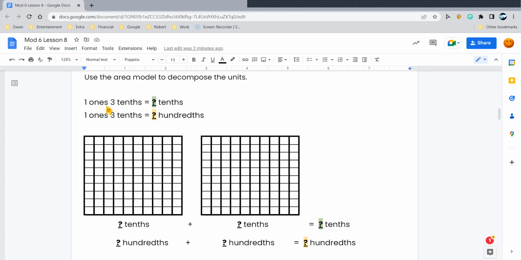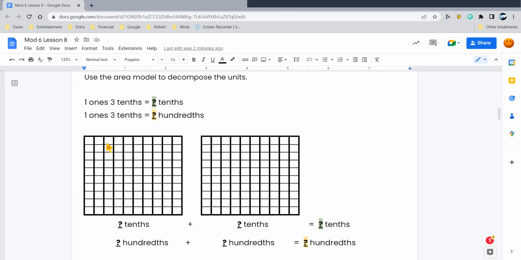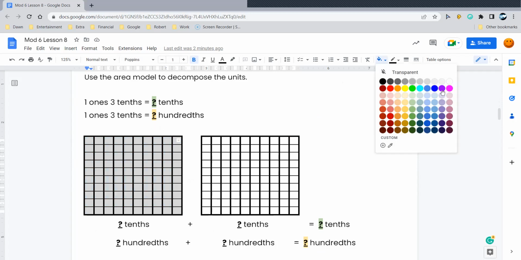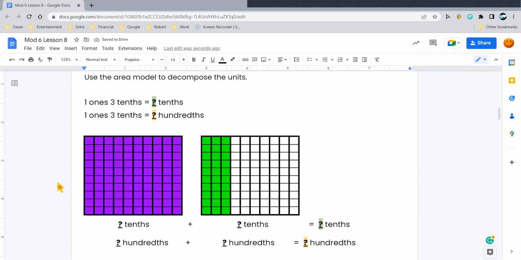So I'm going to do 1 ones and 3 tenths, so I can keep the colors true. I need to figure out what color is ones. Ones is purple. So I'm going to go right here. I'm going to highlight the whole box because that's 1. And ones are purple. Make sure you're using your paint can. And then 3 tenths. I know this whole column is a tenth. So I know I need 3 of those, and it is green.